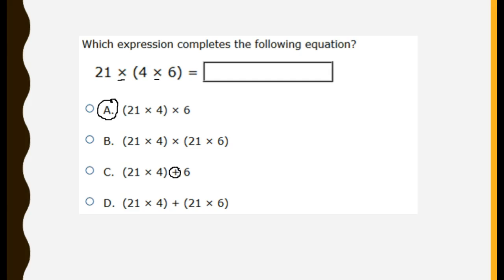So the correct answer for this one would be A, because this one groups different numbers, but the signs are the same. So we know that without even doing the math, we know because of the associative property that this would equal this first set of numbers, because all they're doing is changing the grouping.